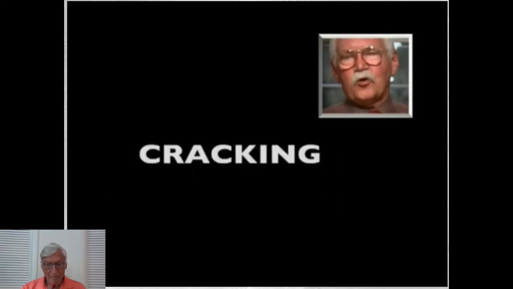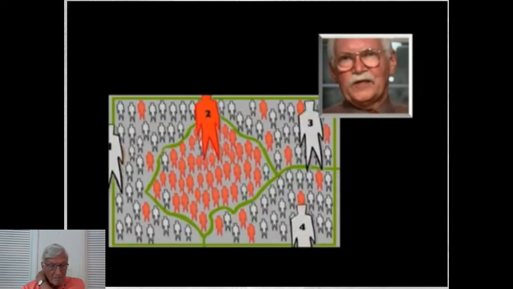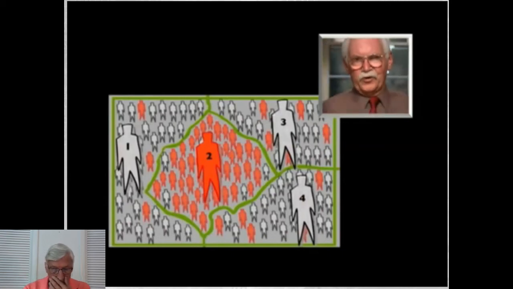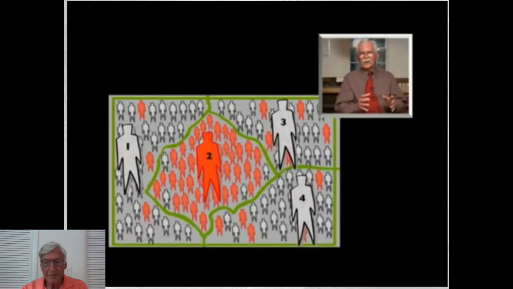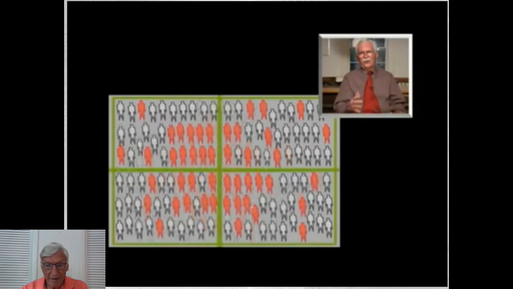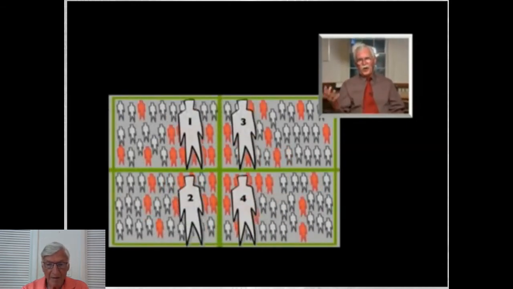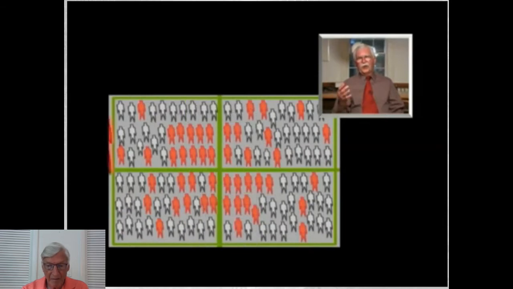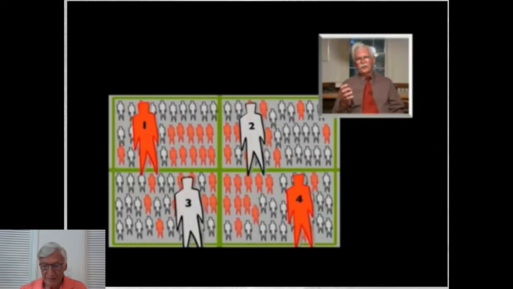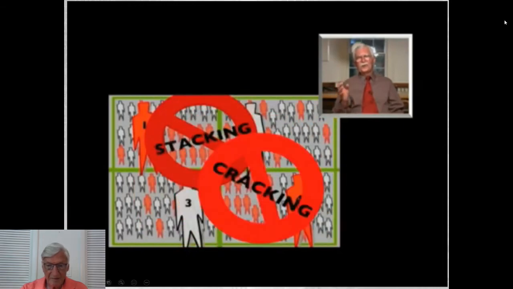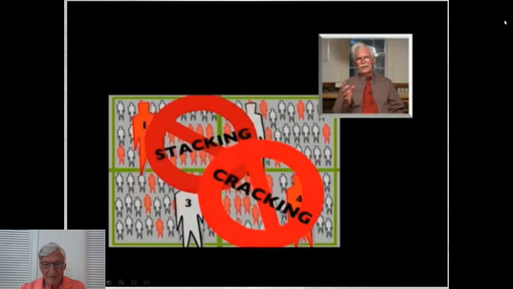And cracking, if you have a district that's majority minority and minority voters can elect a candidate of choice, if you want to crack it, you will divide that district up into 3 or 4 districts so that all the districts are majority white. Sometimes the minority population is so concentrated that you can't stack it and you can't crack it. So under those circumstances, the technique is to pack it.